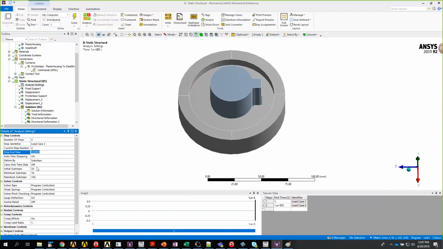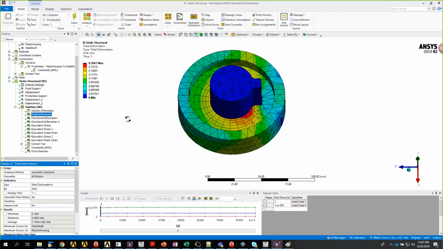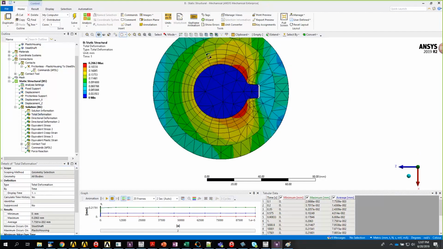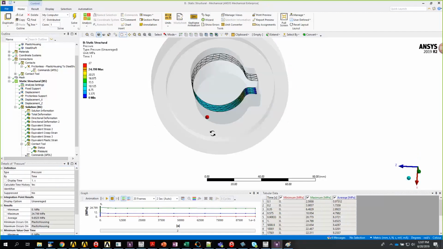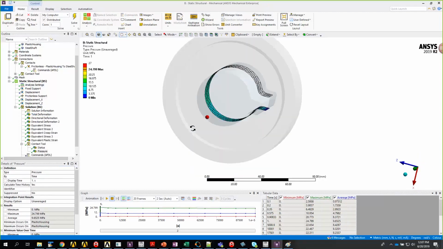We are solving in a number of substeps and so on. So I have solved this problem. Now let's look at the total deformation. I'm looking at the end of the first load step, after resolving the contact interference. We can go and look at the contact pressure at 1 second. This is how the contact pressure distribution is.